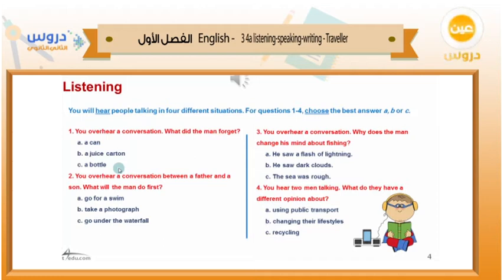And directly after this conversation, too, you overhear a conversation. You just overheard the conversation between a father and a son. What will the man do first? Go for a swim, take a photograph, go under the waterfall. And number 3, you overheard a conversation. Why does the man change his mind about fishing? He was going to go fishing, but he changed his mind. Why? He saw a flash of lightning, he saw dark clouds, the sea was rough.